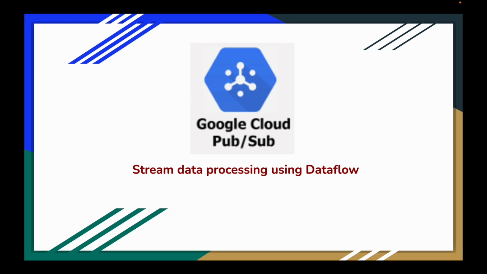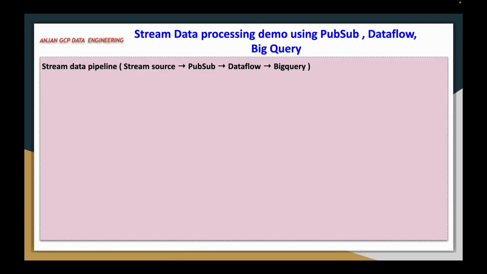So in this video we will see how we can process stream data which is coming into a PubSub topic using Dataflow. I've already done a few videos on this topic, but there we were using different stream sources. Here we are using a Python program which would generate some streaming data. So let us quickly move to the demo slide.